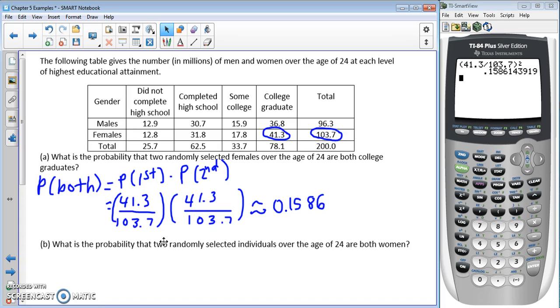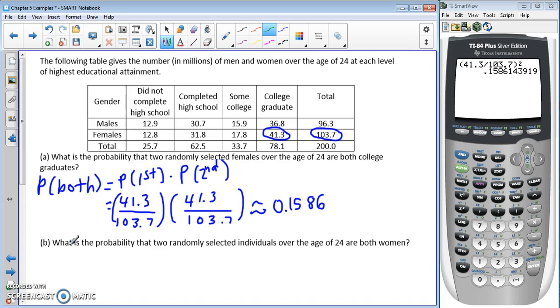Part B, we want to know what's the probability that two randomly selected individuals over the age of 24 are both women. Let's go ahead and write it as a squared. We're just looking at two randomly selected individuals, so we're looking at that total, and then we're looking at women, so the 103.7.